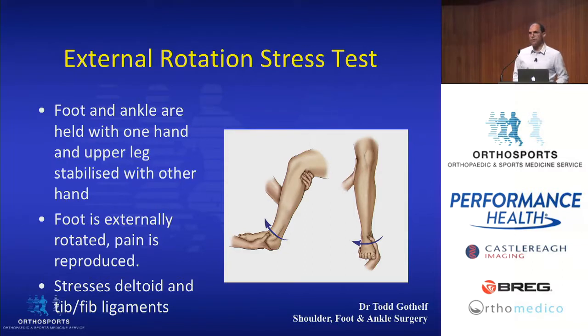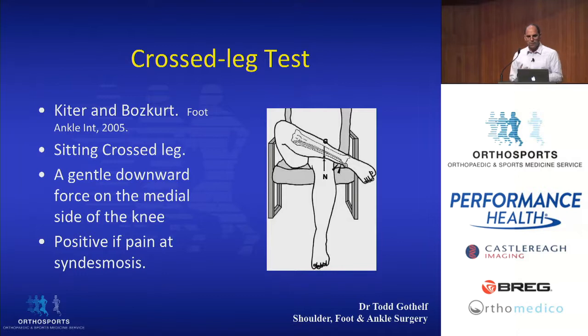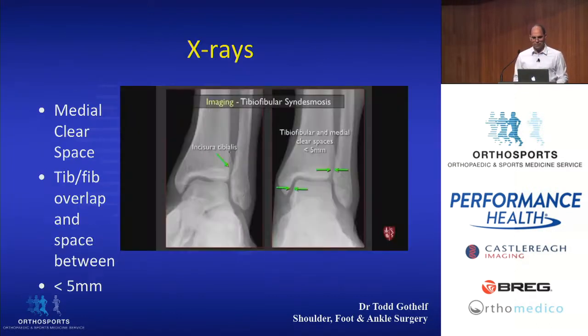The external rotation stress test. So the foot and ankle are held with one hand, and the upper leg stabilized with the other hand, and an external rotation force is applied. So that's the same mechanism of injury. You're stressing the deltoid, stressing the tib-fib space, and that may reproduce pain in someone with a syndesmosis injury. So a crossed leg test is something recently described. If you have a patient sitting down, you cross the leg and you put downward pressure on the knee, this squeezes the tib-fib together and might reproduce pain at the ankle, indicative of a syndesmosis injury.